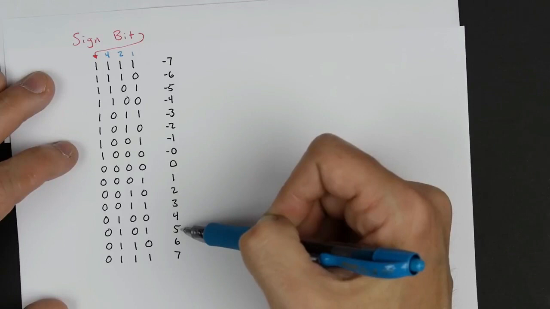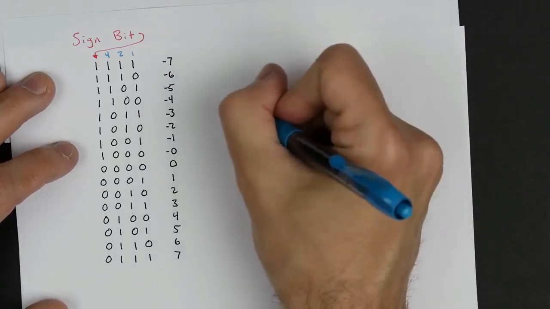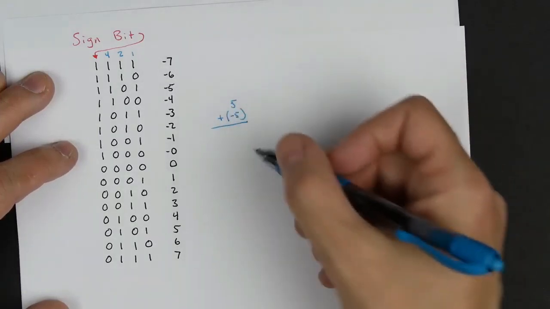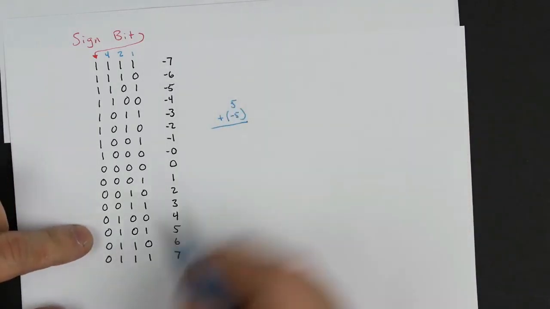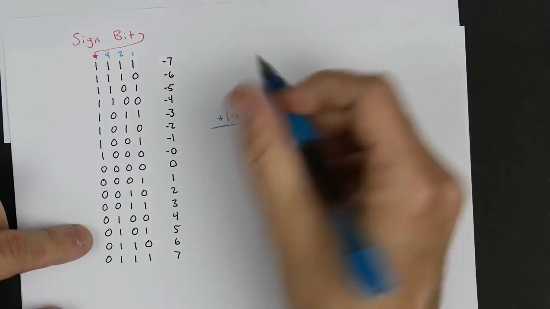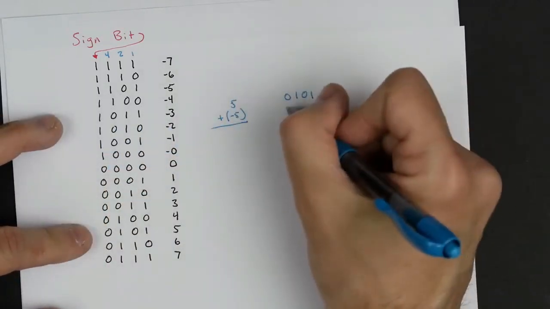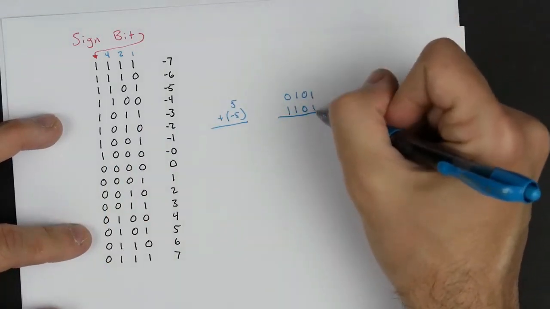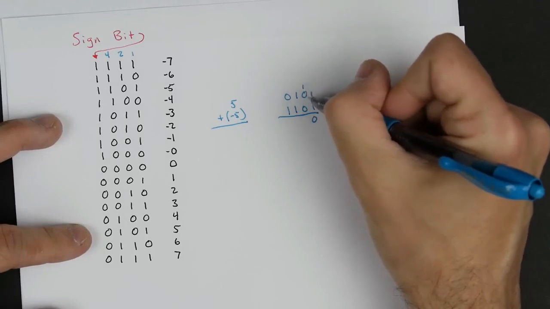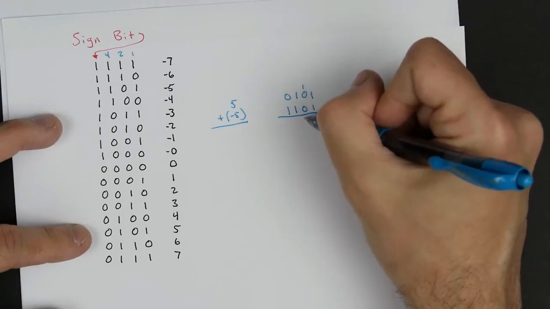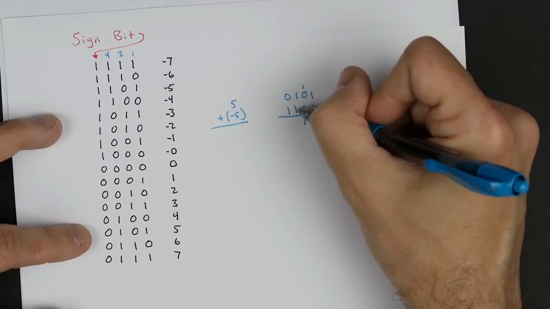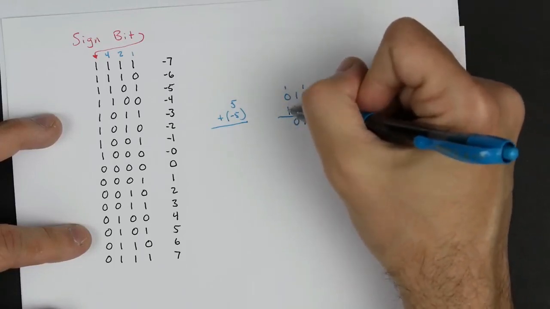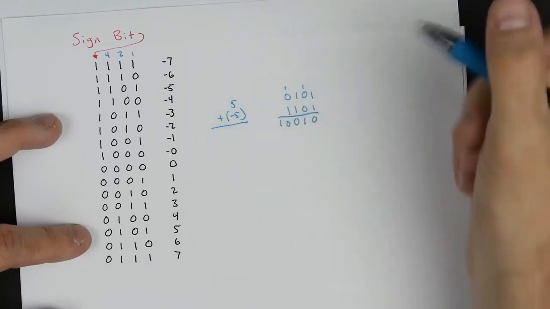So let's say we want to add a 5 and a negative 5. So normally 5 plus negative 5, you would expect to get 0. Simple enough. But here, 5 is 0, 1, 0, 1, and negative 5 is 1, 1, 0, 1. If we add these together, 1 plus 1 is 2, which would be a 0 and then carry the 1. 1 plus 0 is 1. 1 plus 1 again is 2, but we'll put that as a 0 and carry the 1. And then here 1 plus 1 again is 2, so a 0 and carry the 1.